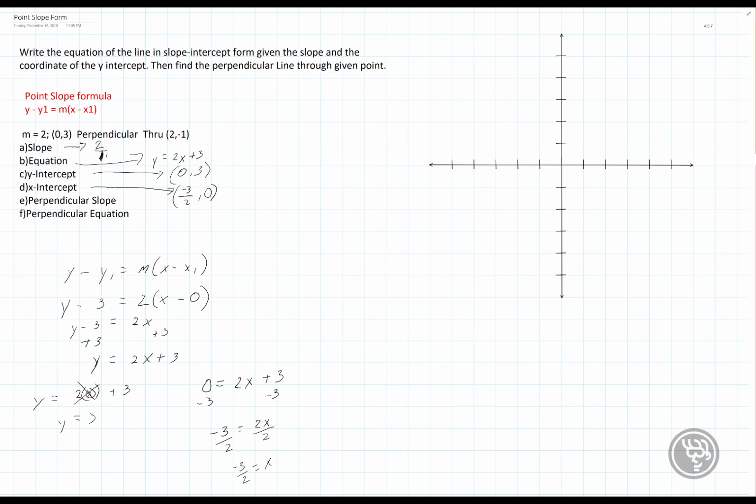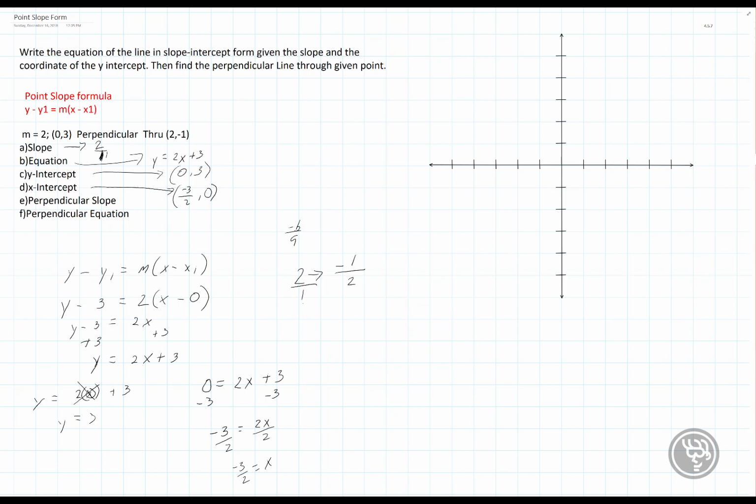So let's now take a look at our perpendicular slope. Well, based on what we've done before, perpendicular slope was negative b over a. So if we apply this method to the 2 slope, our 2 is going to become negative 1 over 2. Remember, it's just 2 over 1. If there's nothing underneath, it's just the 1. So it's going to become negative 1 over 2. But that's all we need.